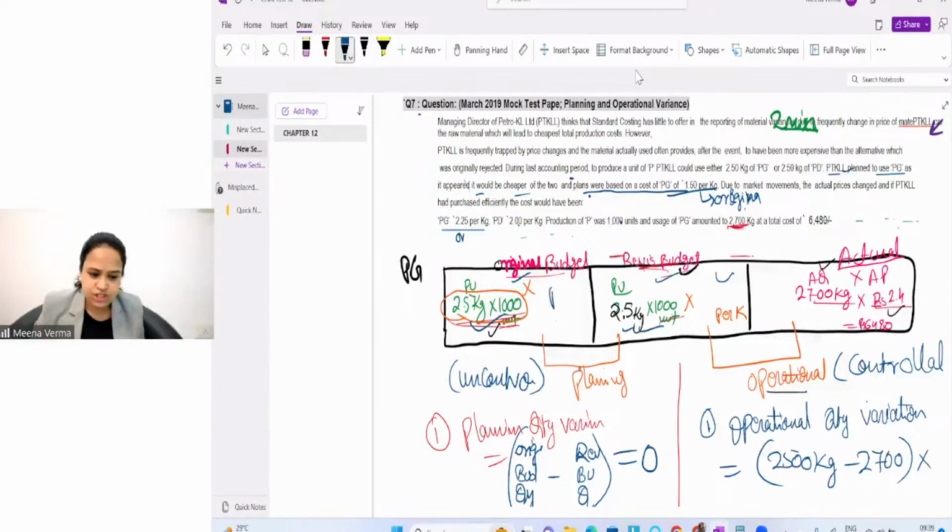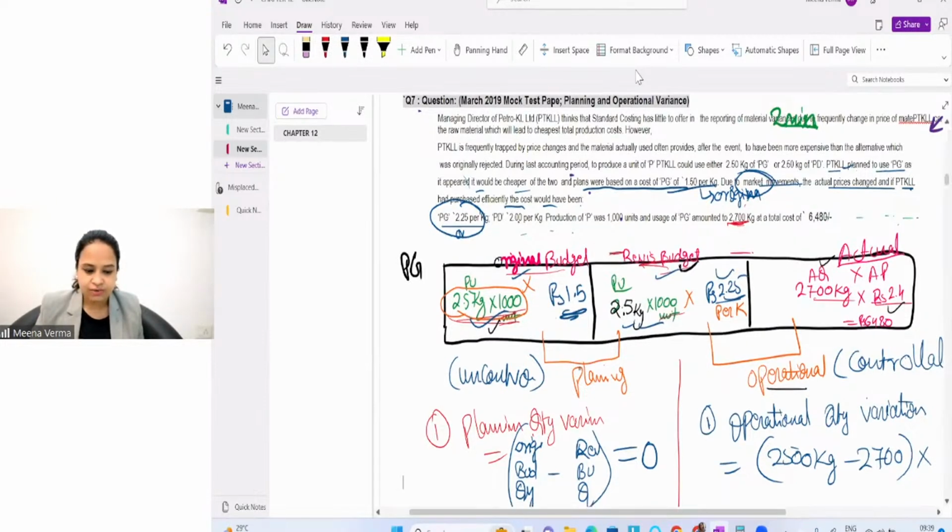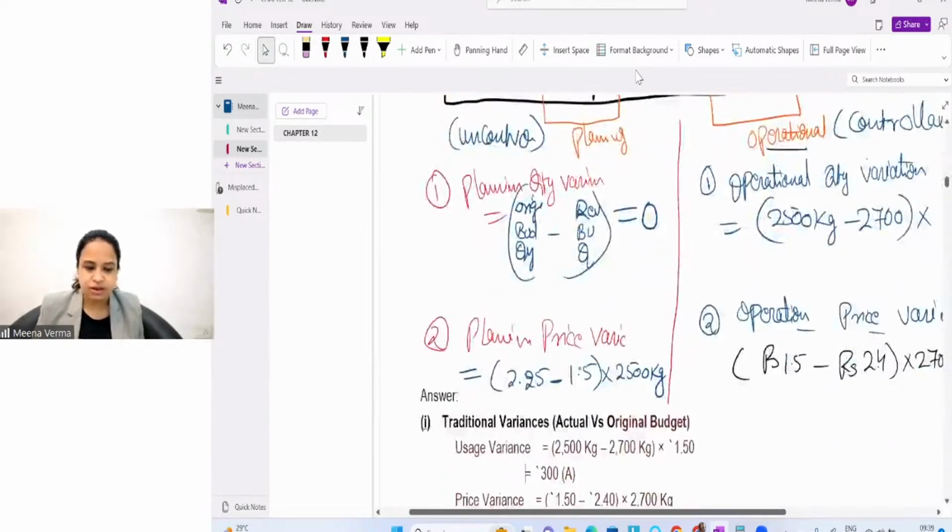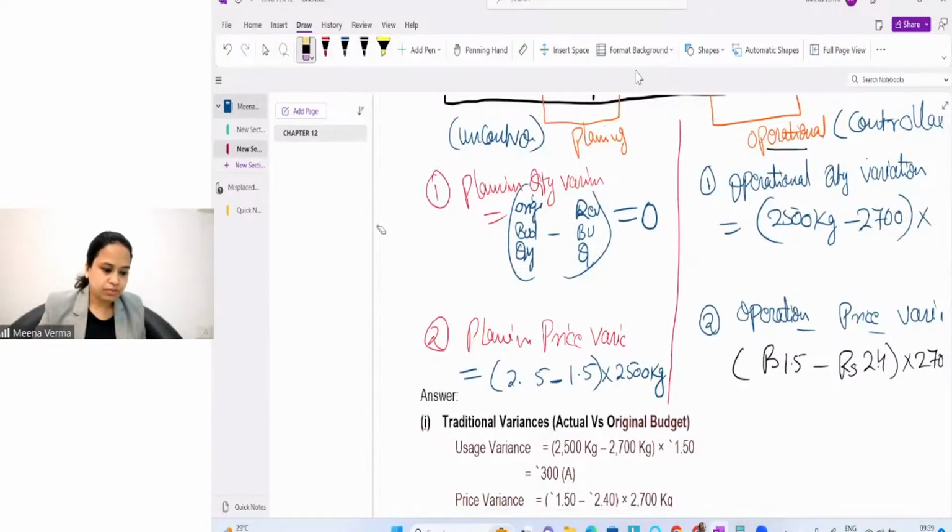So rupees 1.5 was their original price. Then what happened? Due to market movement, the actual price changes, and if PTKL had purchased efficiently, the cost would have been, now look, because the market is changing, the price is changing to this. So rupees 2.25 will be the revised price, and accordingly we will do the calculation. We will see what the actual price and the revised price are.